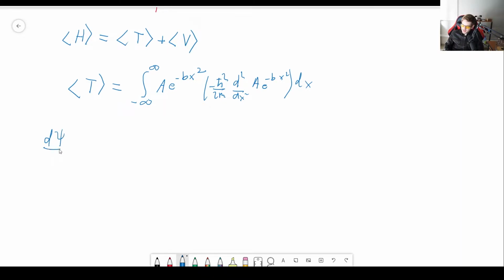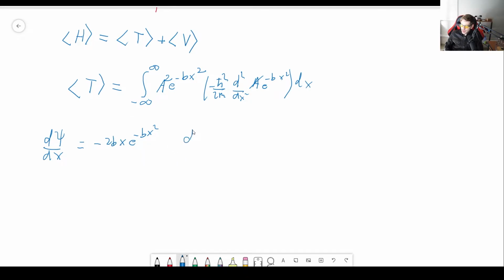The first derivative is going to be, well, let's leave the A outside, since it's a constant. There's no need to be carrying it around all the time. So the first derivative will simply be minus 2bx times the exponential, because of the chain rule, don't forget about it. The derivative of the exponential would be minus b, and then you have to multiply by the derivative of what is inside the function, x squared. So don't forget about that x, it's extremely important.